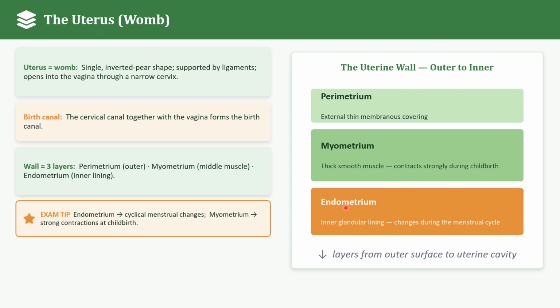So what are the functions of the uterus, children? It receives the fertilized egg, and then it supports embryonic and fetal development, and also contracts during labor to deliver the baby. So during pregnancy, the embryo implants in the endometrium, where it receives nourishment for growth.